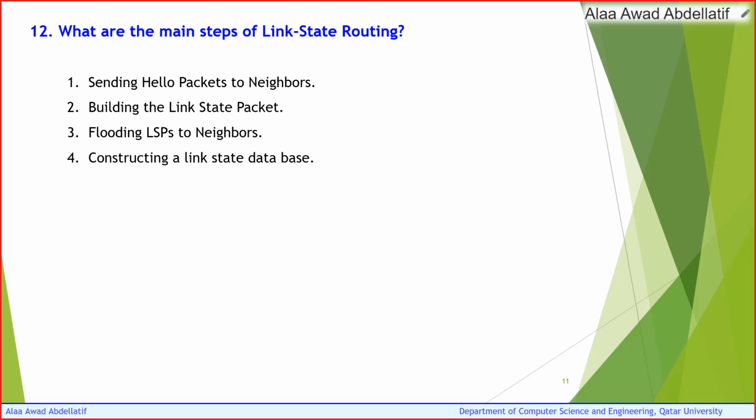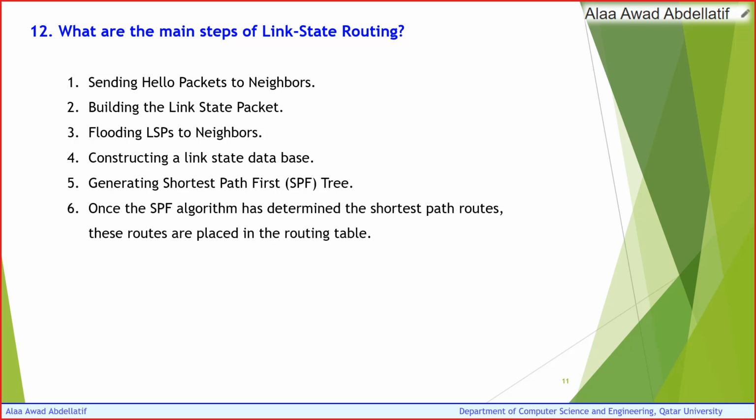Fourth, constructing the link state database. After receiving all this information, we construct the link state database. From this link state database, we generate the shortest path first tree. Once the shortest path first algorithm determines the shortest path routes to all destinations, these routes are placed in the routing table, generating the routing table. These are the main steps of link state routing protocols. Please, if you have any question or anything unclear in these questions, stop me and ask.